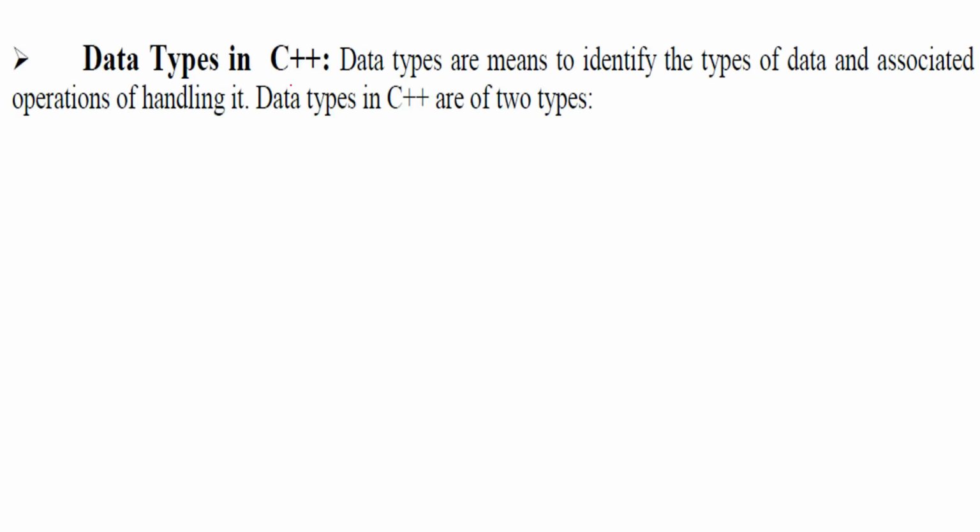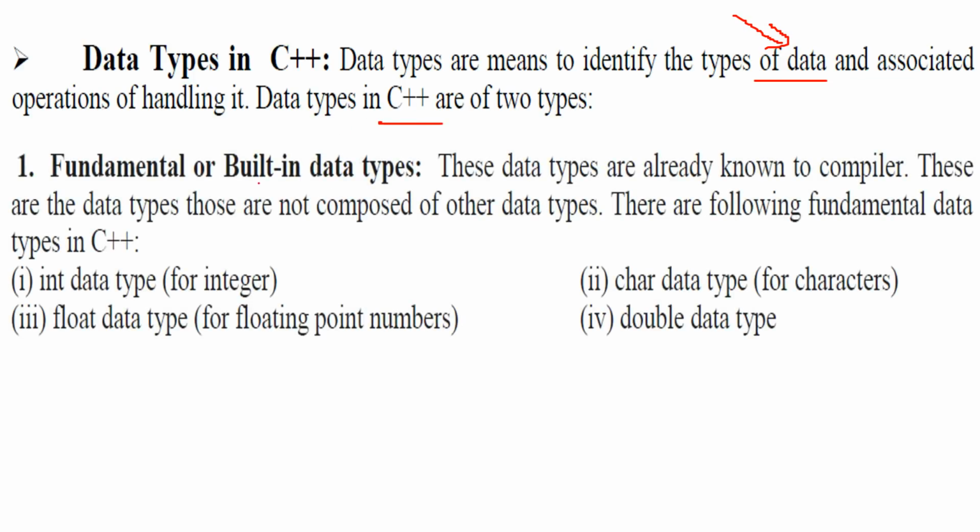The data types in C++. Data types are what? For any data, what kind of space you will need in the memory, and there are certain operations which can be performed upon the variables and identifiers. So data types in C++ are basically of two types. First is your built-in data types. We also call them fundamental data types. So these data types are already known to the compiler. The compiler is aware of these data types, and these are not composed of any other data types.